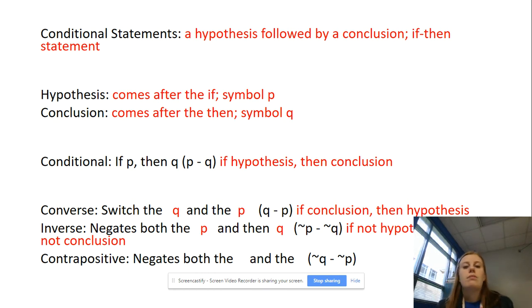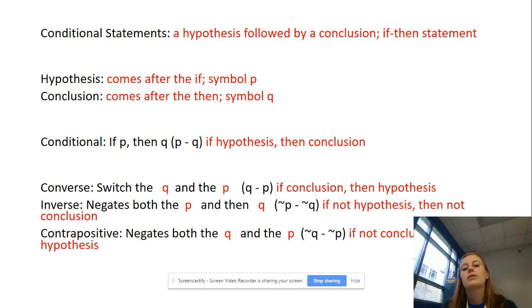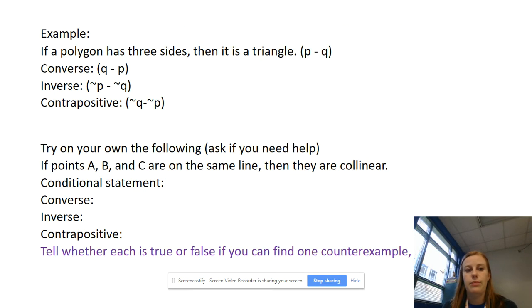Our contrapositive statement is our final statement, and it negates both the Q and the P. So this one reads if not conclusion, then not hypothesis. This statement is taking our converse statement and putting in not. Let's look at an example.